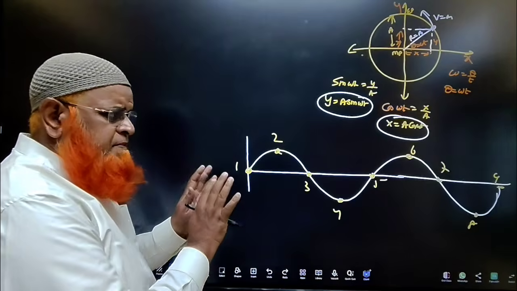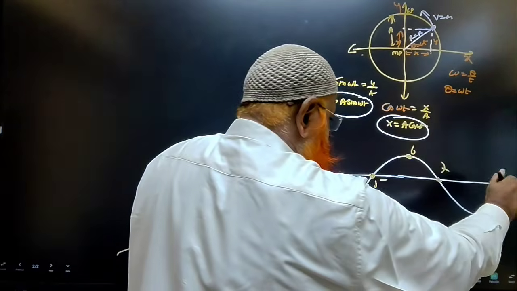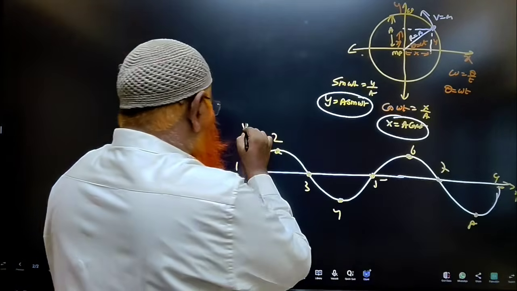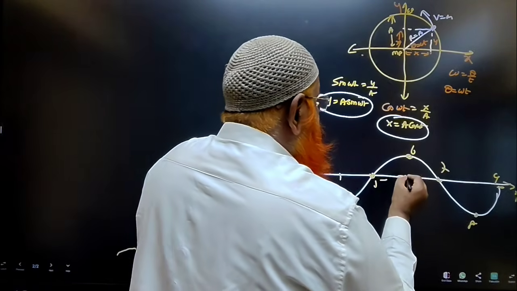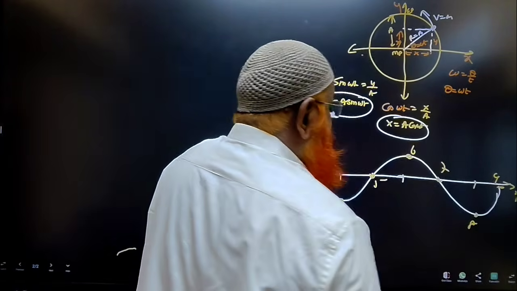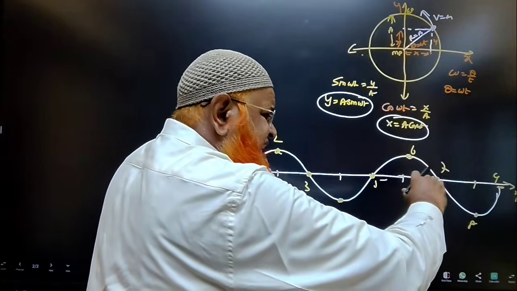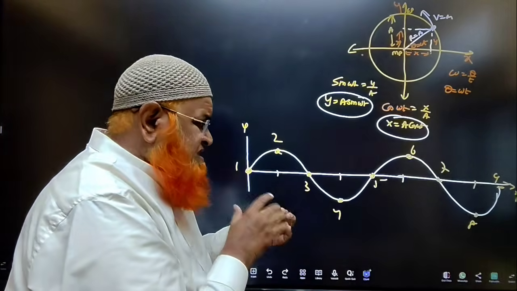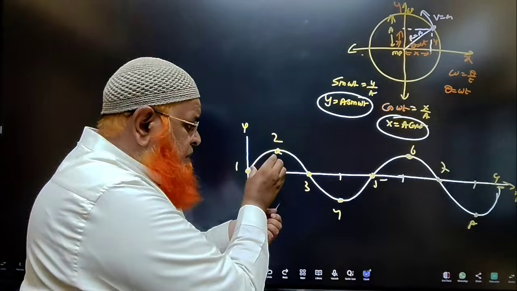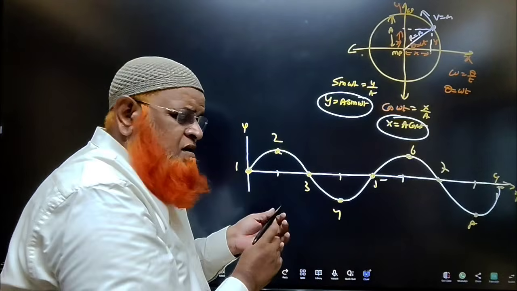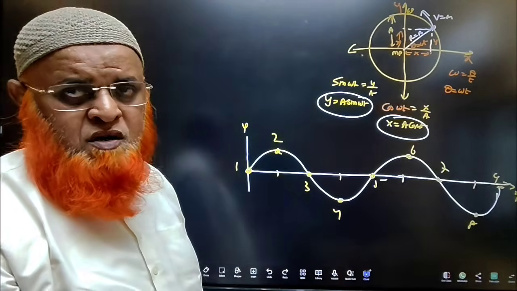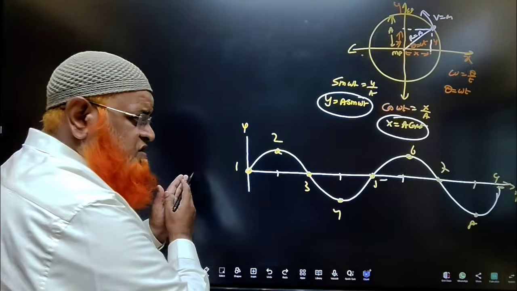See, previously all the particles were resting along the x-axis. So 1 was here, 2 was here, 3 was here, 4 was here, 5 was here, 6 was here, 7 was here, 8 was here. So all were in mean position. But once the wave has entered, the particles have displaced and some of them have gone upwards, some of them have gone downwards. Understood? So this disturbance is created because of this wave.